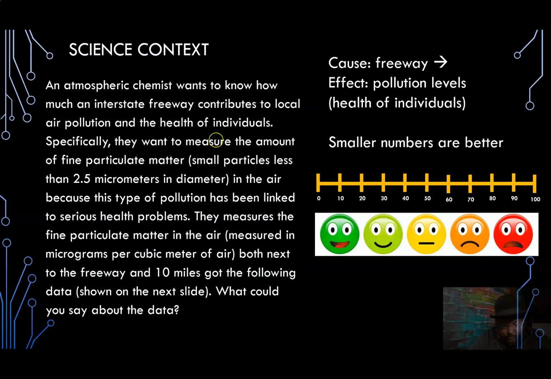Okay, specifically they want to measure the amount of fine particulate matter, small particles less than 2.5 micrometers in diameter in the air, because this type of pollution has been linked to serious health problems. So what this is saying is there's already stuff that shows a link, correlation or causation, showing that this type of pollution has an effect on people's health. And so we know, okay, they're measuring it here, and the more particles you have, the more pollution you have, and that's bad for people's health. And the less particles you have means less pollution, and that's better for people's actual health.